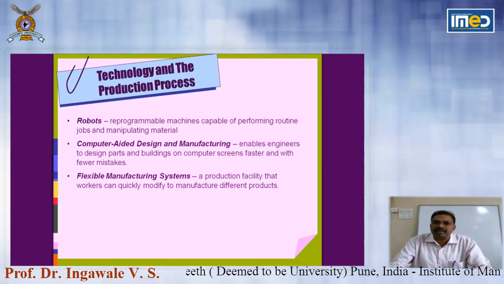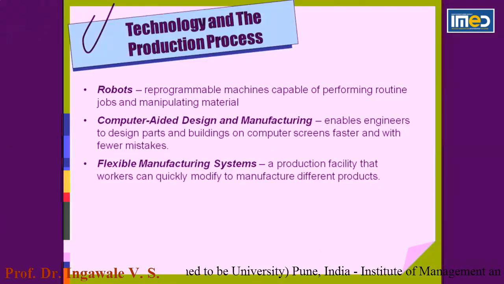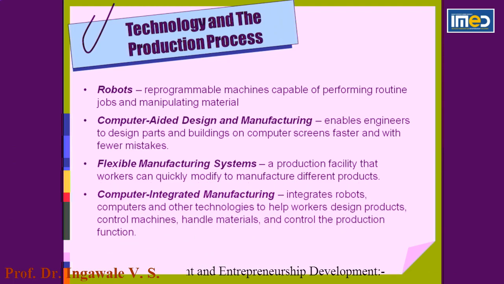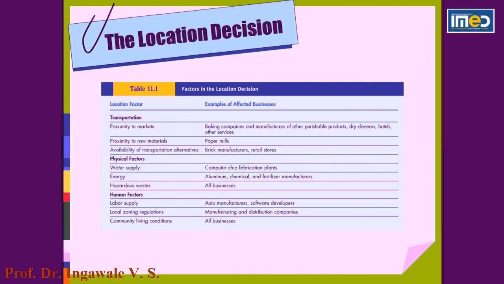The next concept already I had discussed, that is flexible manufacturing system or FMS. So a production facility that workers can quickly modify or adapt to manufacture different products. So this may be through demands of the customers. Then next, computer integrated manufacturing. So it will integrate robots, computers and other technologies to help workers design products, control machines, handle materials and control the production function.